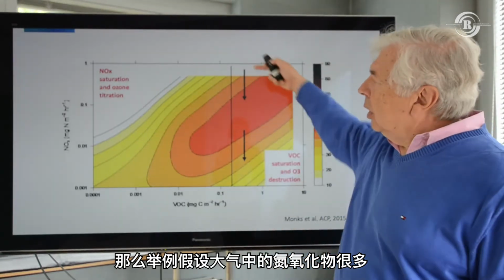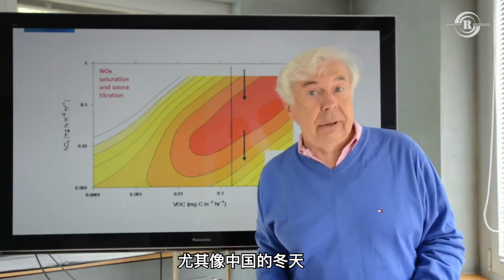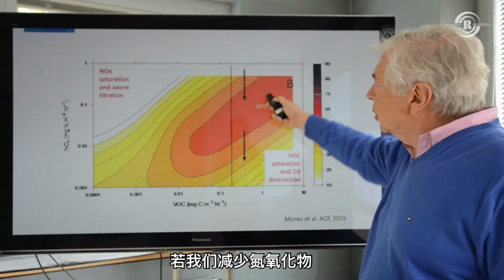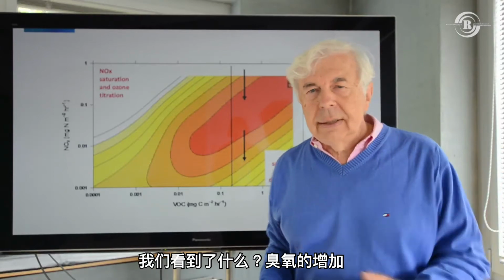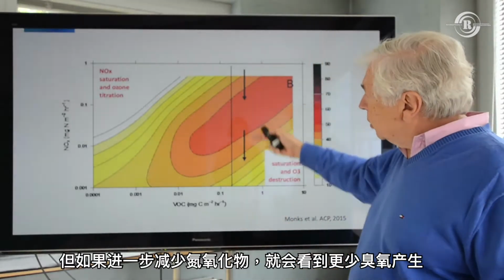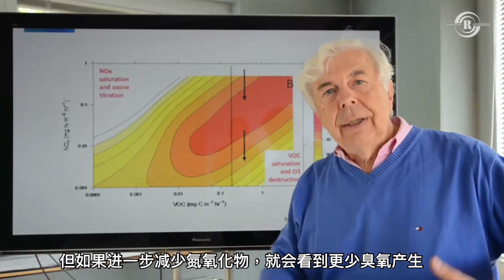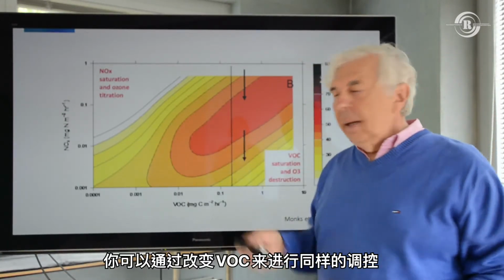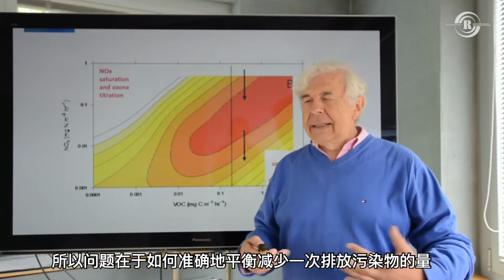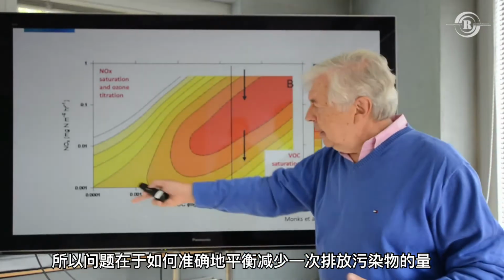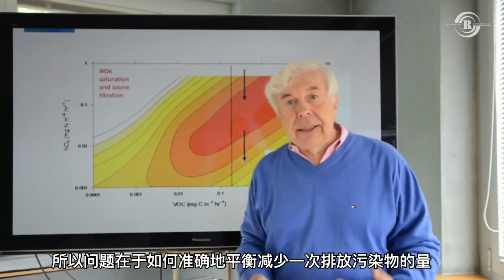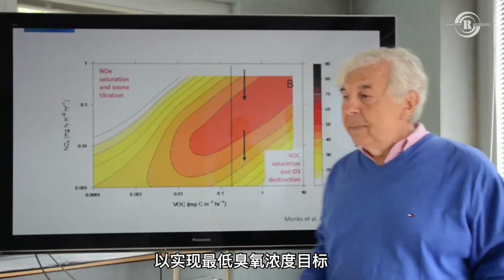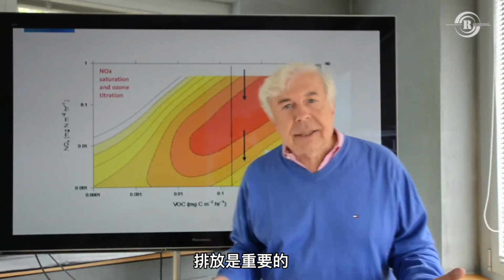Let's assume that we have a lot of NOx in the atmosphere, as is very often the case in China, and in particular in the wintertime, and we reduce NOx. What do we see? An increase in ozone. But if we have less NOx, if we decrease NOx further, we see less ozone produced. And of course, you could play the same game by changing the VOC. So it is a matter of exactly how to balance the reduction in those primary emitted compounds to get to a minimum ozone. So the emissions are very important.